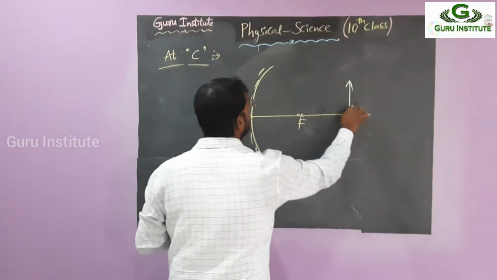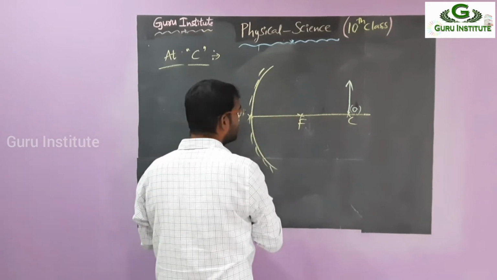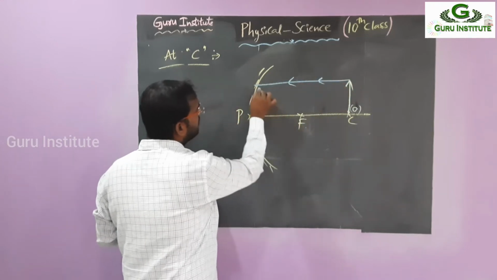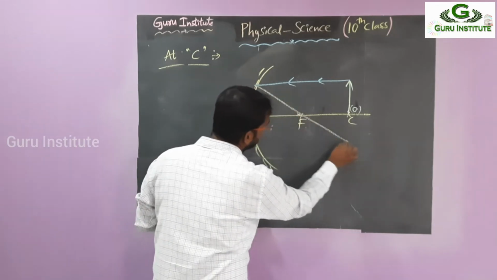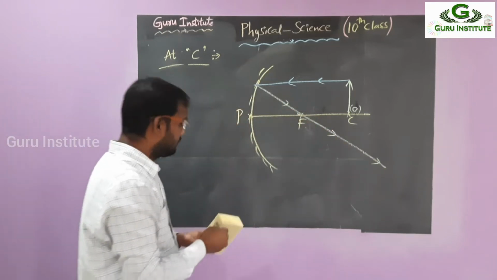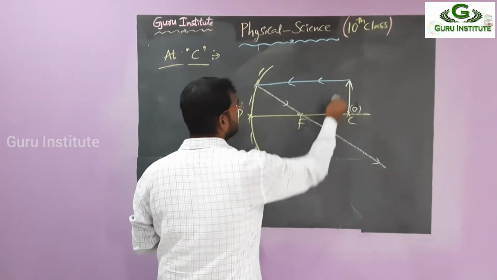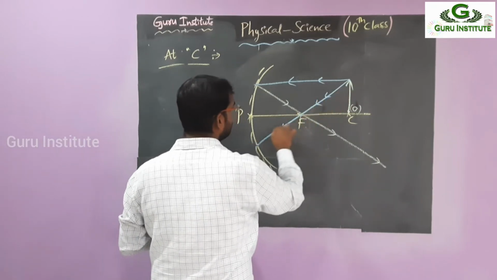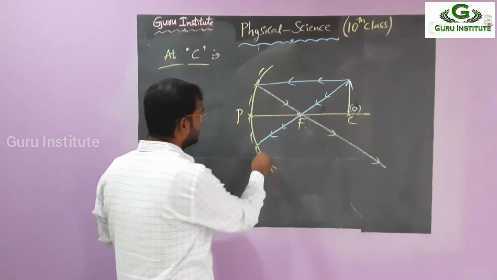Okay. So next, which lines are we taking? Parallel to principal axis. So parallel to principal axis we have to see in this one. Parallel to principal axis, passing through the focus. Next, passing through the focus. So what will happen? So it is parallel to principal axis.